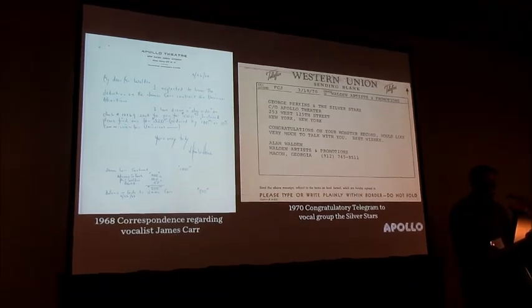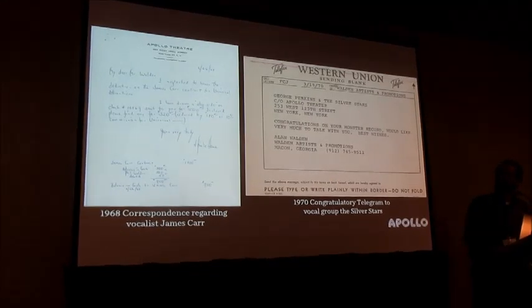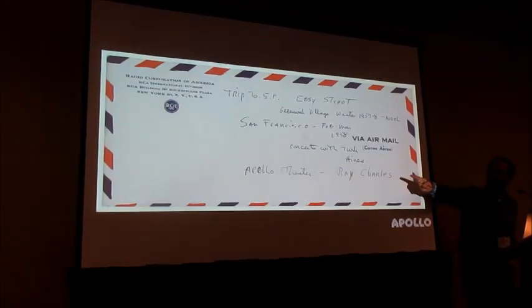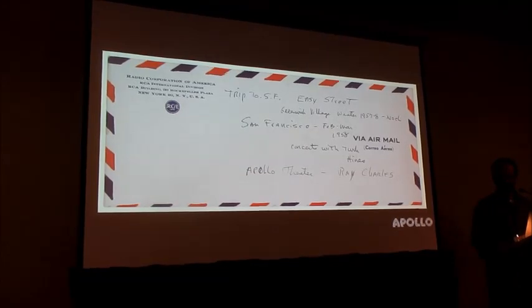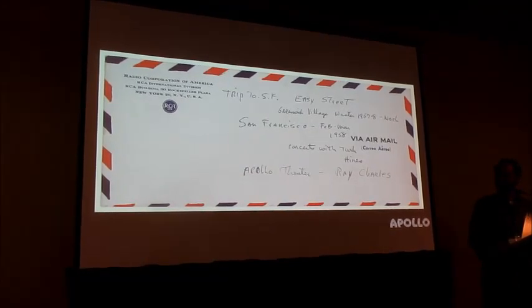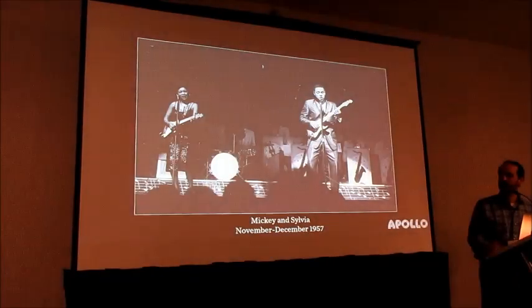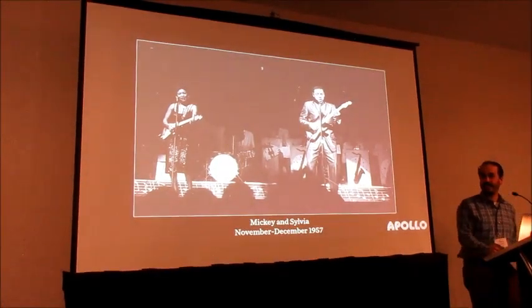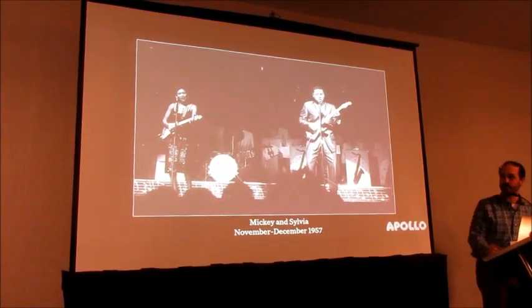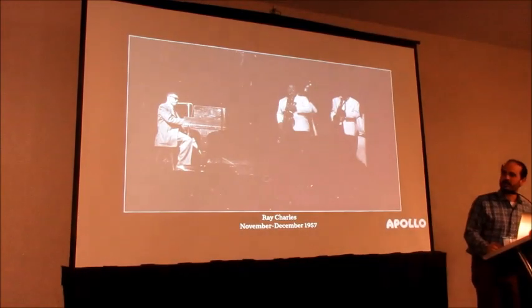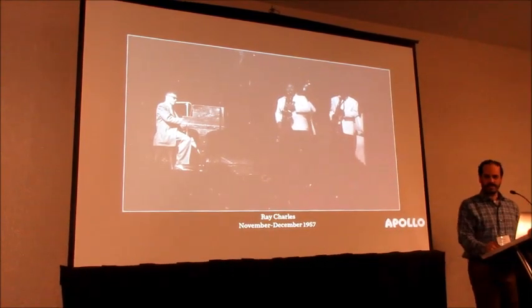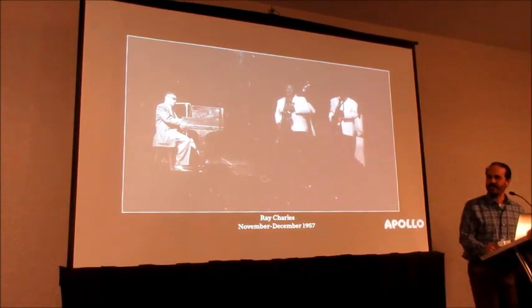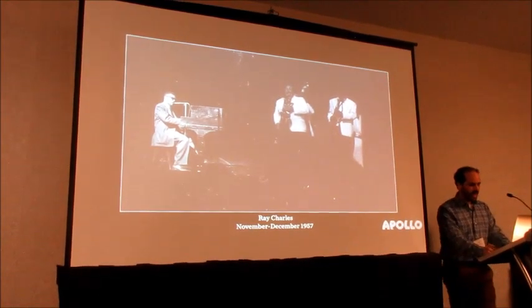The other day on eBay, there was this envelope of old photo negatives that just said Apollo Theater, Ray Charles on it, and I got it for $20 and started scanning. There are photos of Mickey and Sylvia on stage at the Apollo in 1957 that nobody had seen before. There's photos of Ray Charles on the stage. I consider that orphan work. I think we can exploit that.